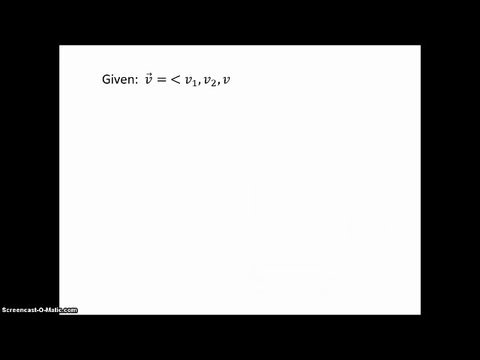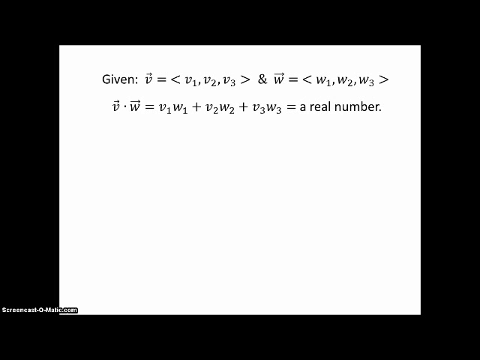Recall that given vector v with these components and vector w with these components, we define the dot product this way: the product of the components then added together, and that resulted in a real number. But there's a second way to multiply vectors called the cross product. And that cross product creates a vector, not a real number.